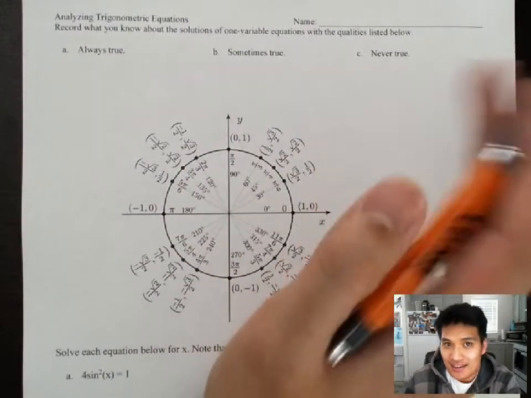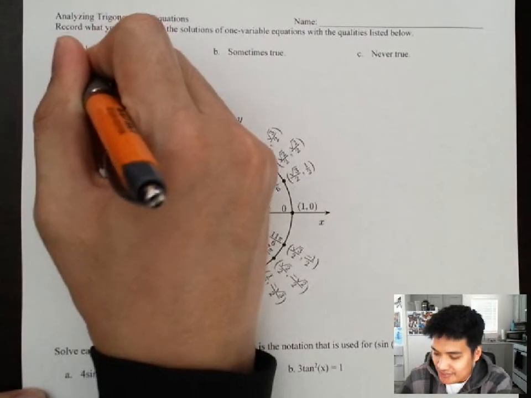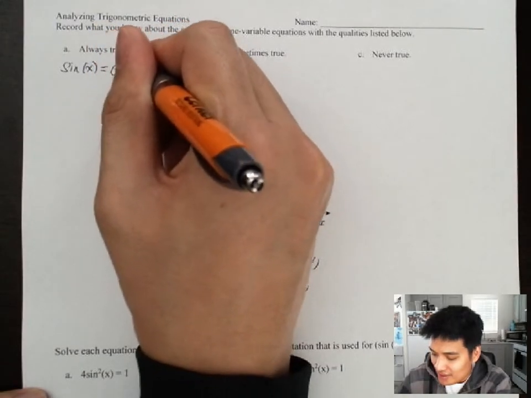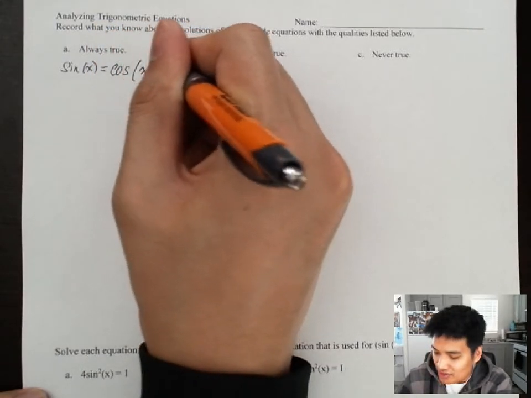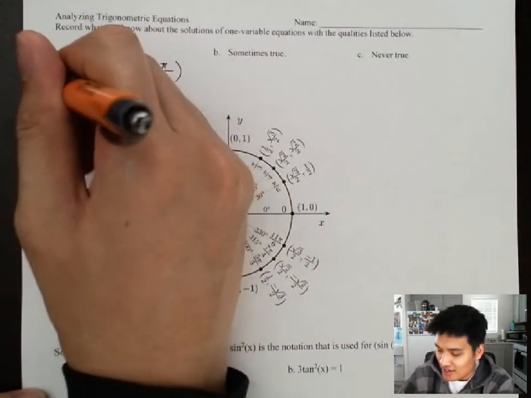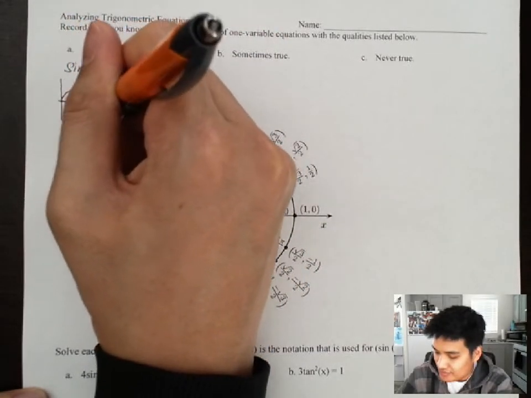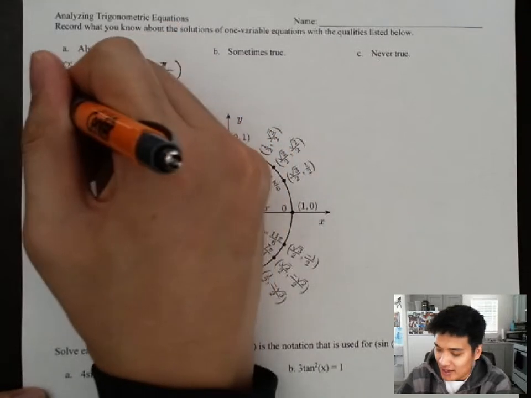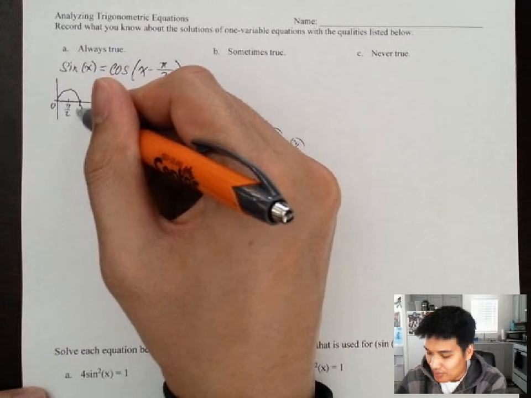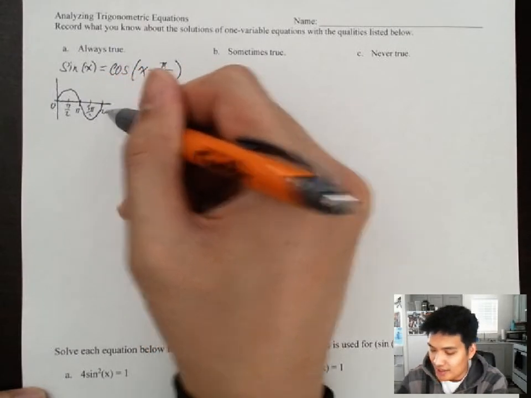Okay, so take for example, if I were to have sine x, and let's say I made it equal to cosine x minus pi over 2. Okay, so in this particular case, if I were to draw sine x, it'll essentially look just like this. Okay, right? So in this case here we have 0, we have pi over 2 right over here, we have pi, 3 pi over 2, and you also have 2 pi here.